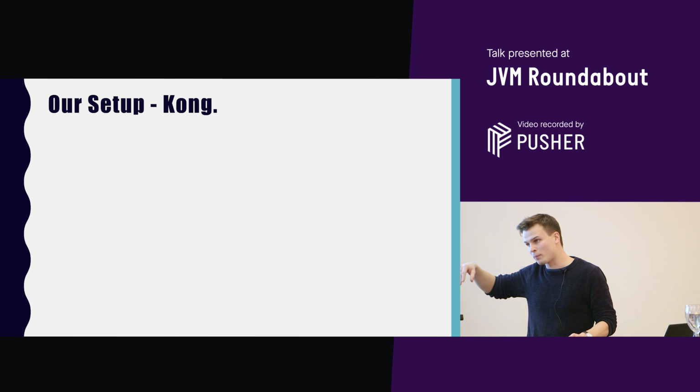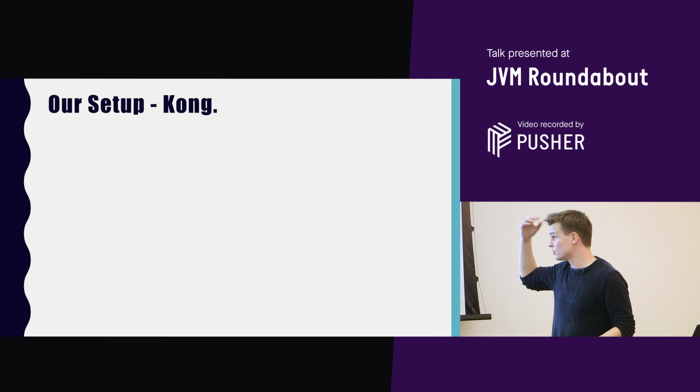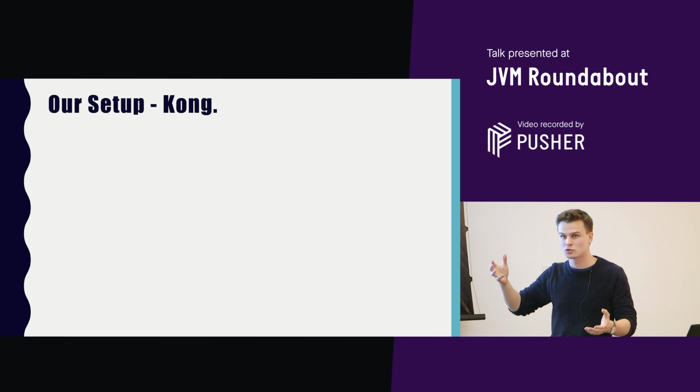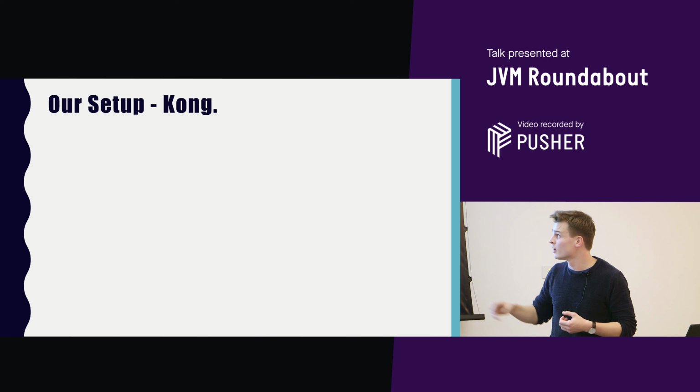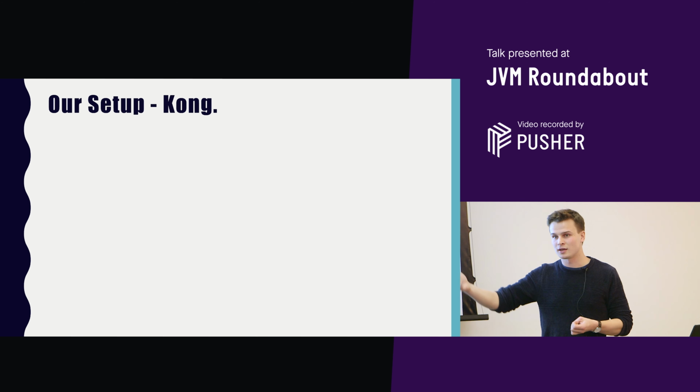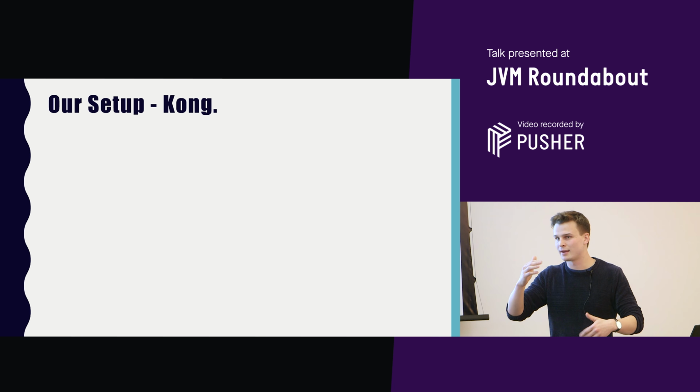So I'm going to pop back to API gateways. We use an open source tool called Kong, which I'm sure quite a few of you might have heard of. It's essentially a wrapper around Nginx that provides an API to update its configuration, allowing you to update that dynamically rather than having to edit a config file.